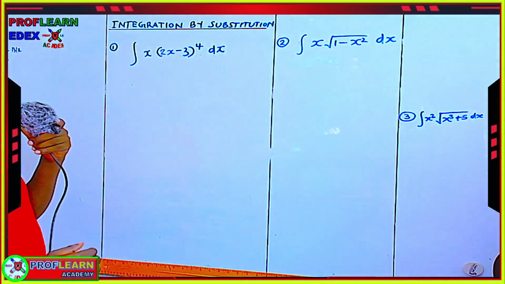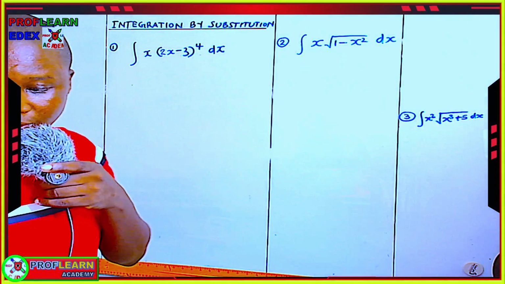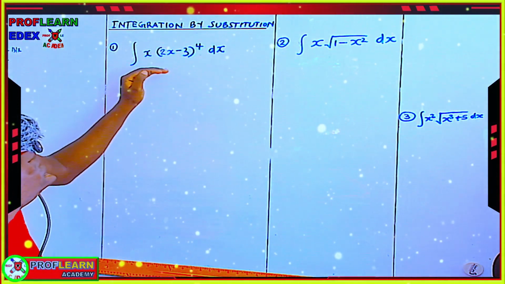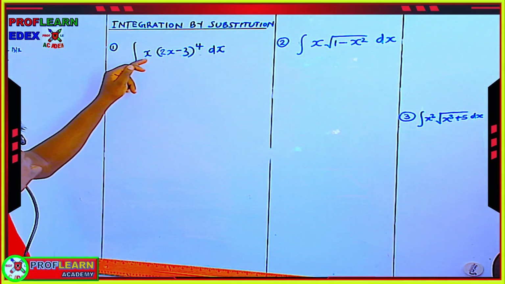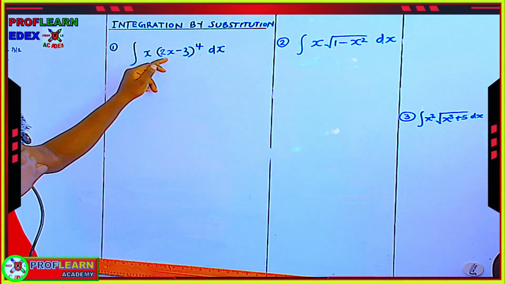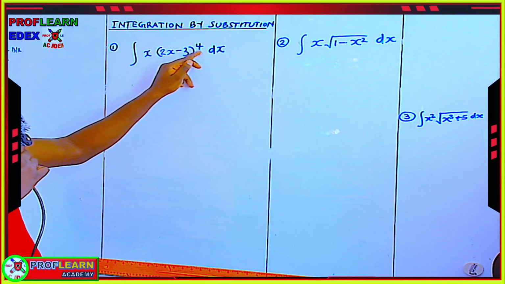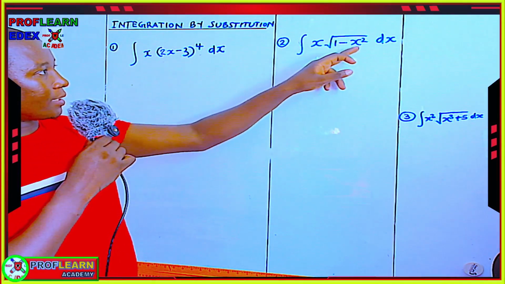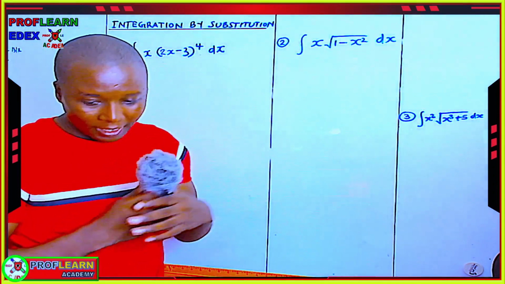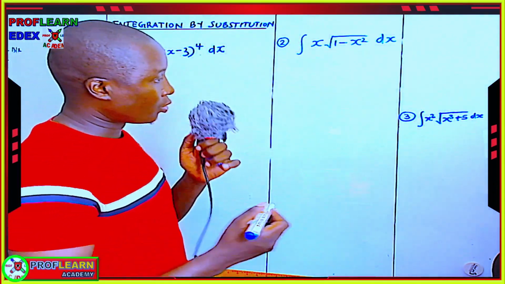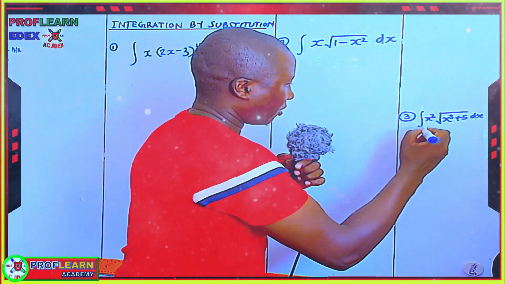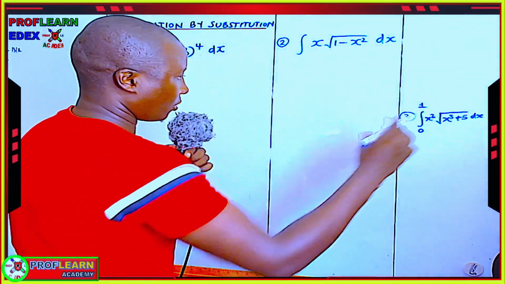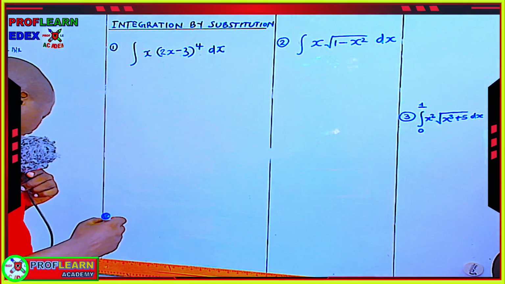In this video, we're going to have this discussion of integration by substitution. How can you work out the integral of x times (2x minus 3) raised to power 4? How can you work out the integral of x times the square root of 1 minus x squared dx? And finally, how are you going to work out this with limits 0 all the way to 1? So I'll show you this, but let us begin from here.